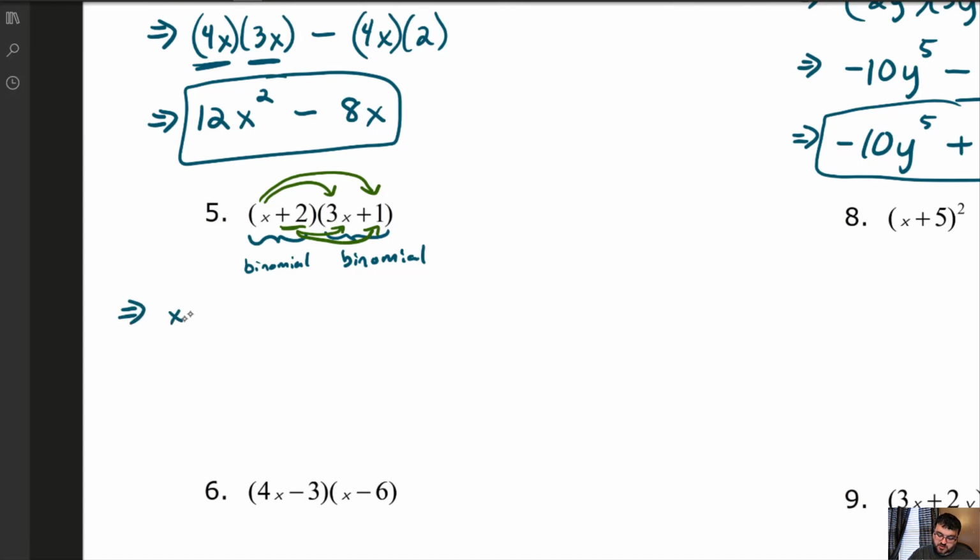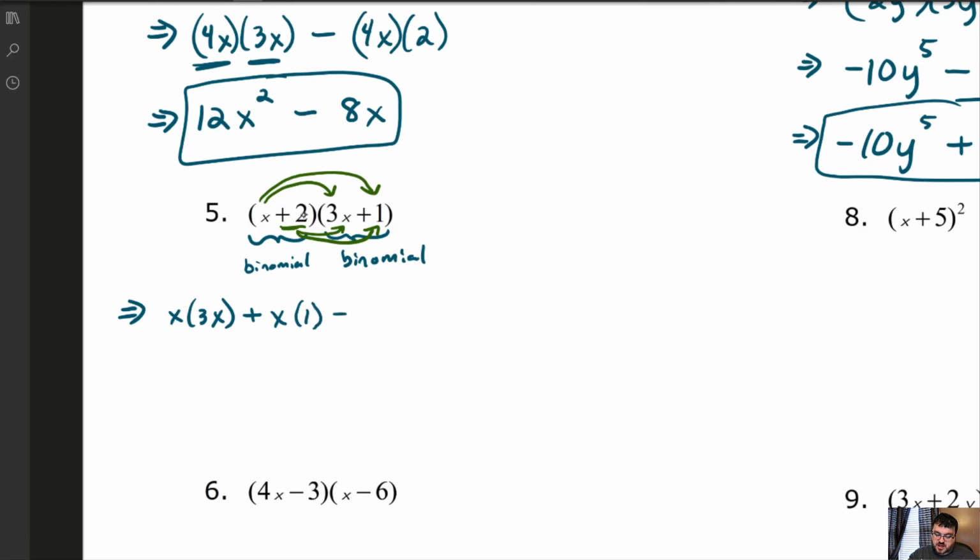So x will be multiplied by 3x. And a lot of y'all might not have to write every little step down. You may be able to do a lot of it in your head. So you might be able to write 3x squared right out. But I'm going to write all the steps when I'm first starting these problems. We get x times 3x gives us this. x times 1.